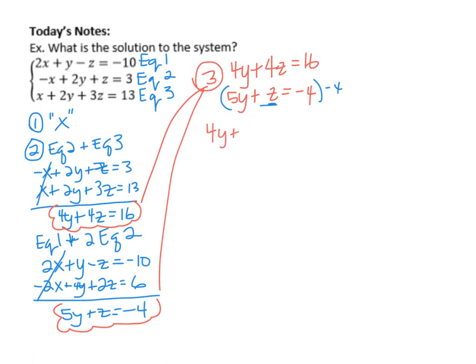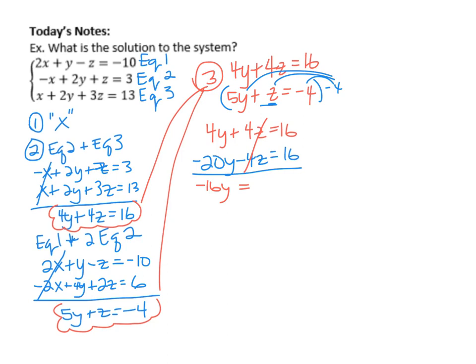4y plus 4z is equal to 16. But then I'm going to distribute negative 4 into the left side and the right side. That gives us negative 20y minus 4z is equal to positive 16. When I combine my columns, 4y minus 20y is negative 16y. Notice the z's eliminate, and 16 plus 16 on the right is 32.